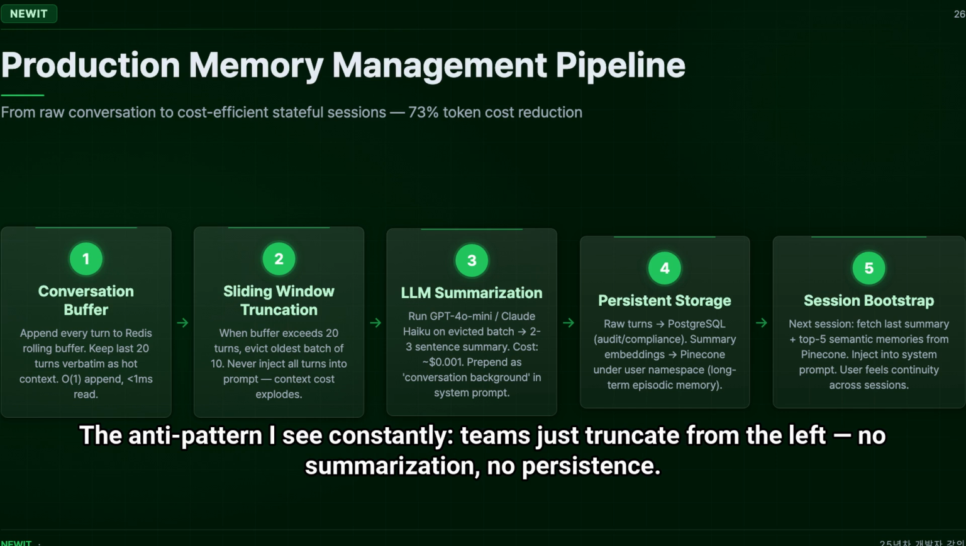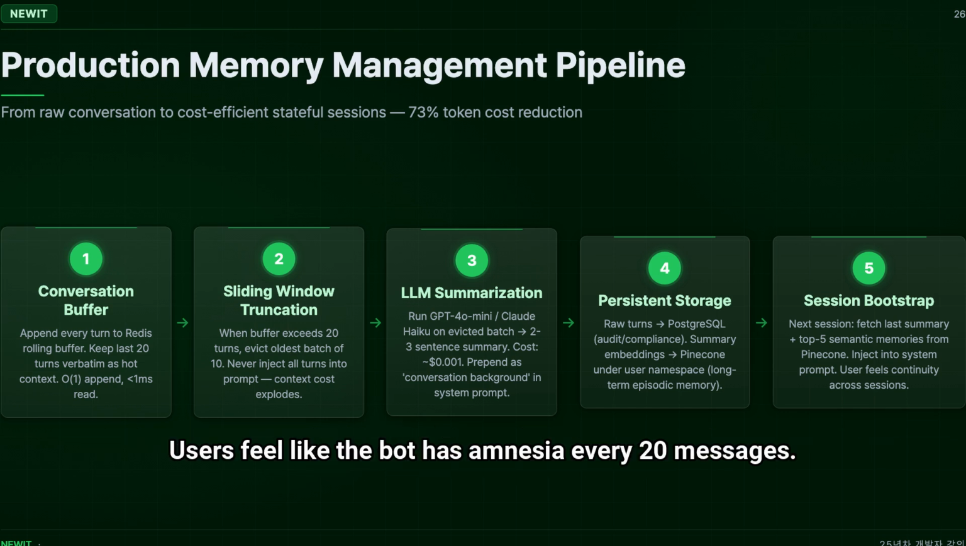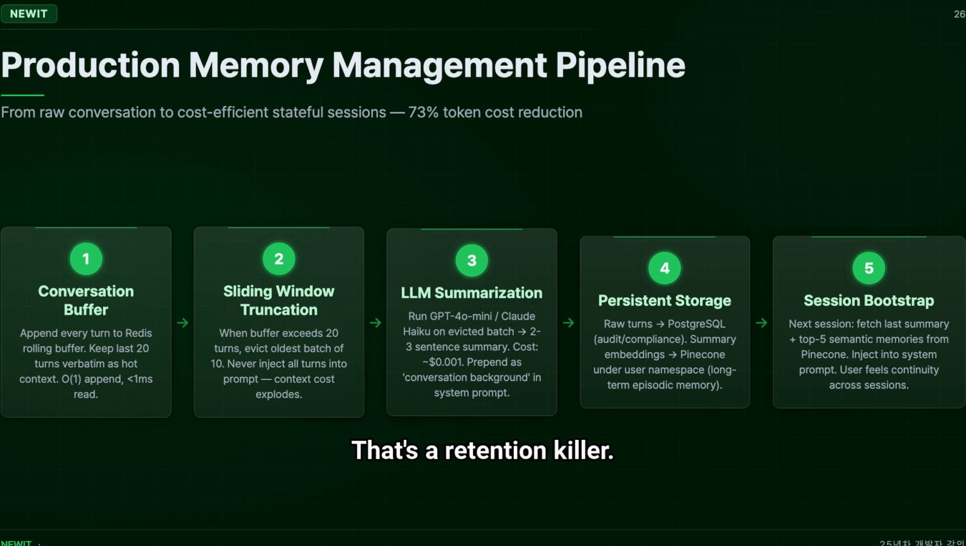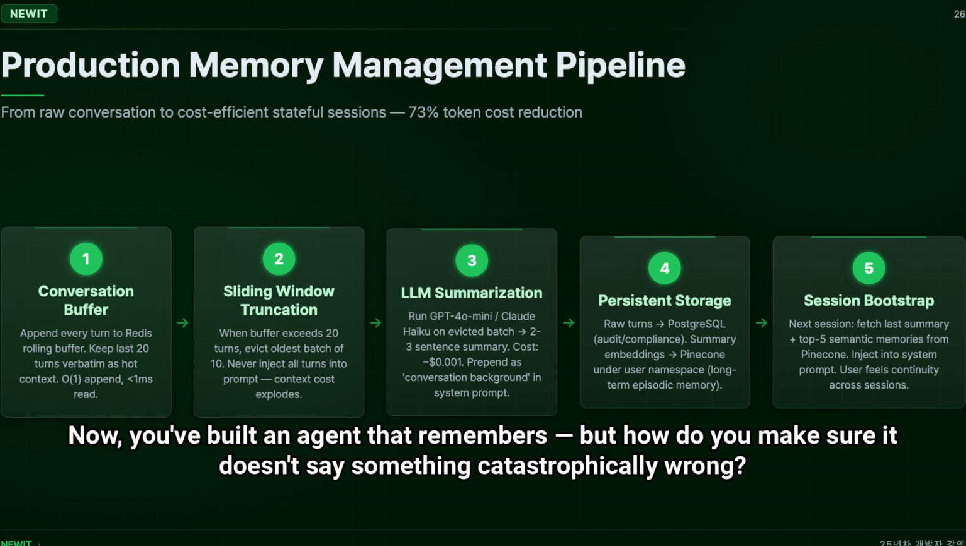The anti-pattern I see constantly: teams just truncate from the left. No summarization, no persistence. Users feel like the bot has amnesia every 20 messages. That's a retention killer. Now, you've built an agent that remembers. But how do you make sure it doesn't do something catastrophically wrong?